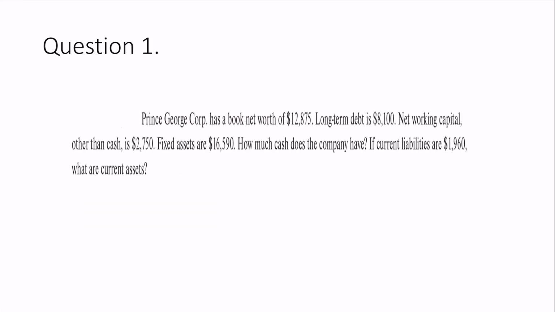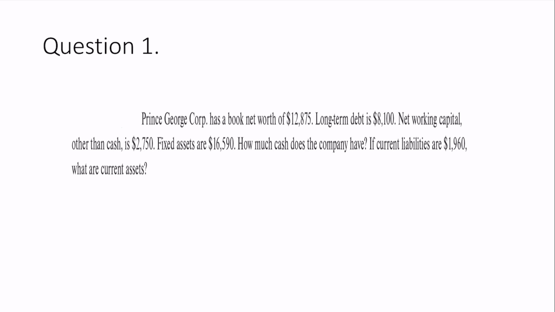The first question is: Prince George Corporation has a book net worth of 12,875. Long-term debt is 8,100. Net working capital other than cash is 2,750. Fixed assets are 16,590. How much cash does this company have if the current liabilities are 1,960? And what are the current assets? So how much cash does the company have and what are the current assets?